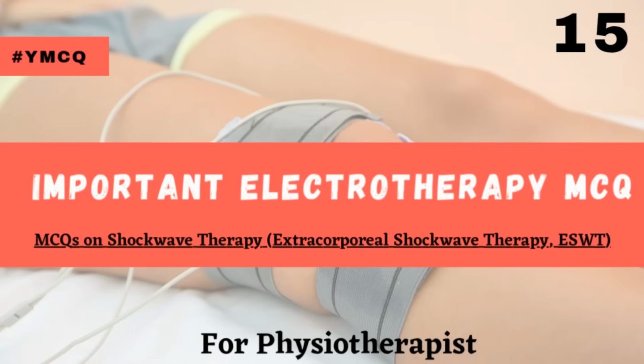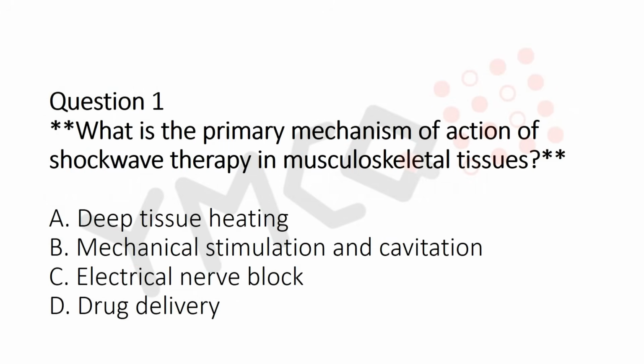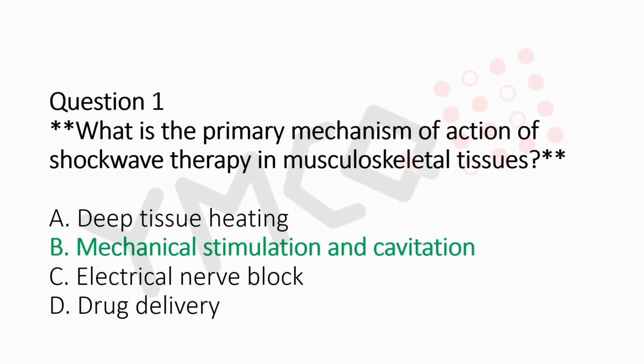So let's move to question number 1. What is the primary mechanism of action of shockwave therapy in musculoskeletal tissue? Option A, deep tissue heating. Option B, mechanical stimulation and cavitation. Option C, electrical nerve block. Option D, drug delivery. And the answer is Option B, mechanical stimulation and cavitation.